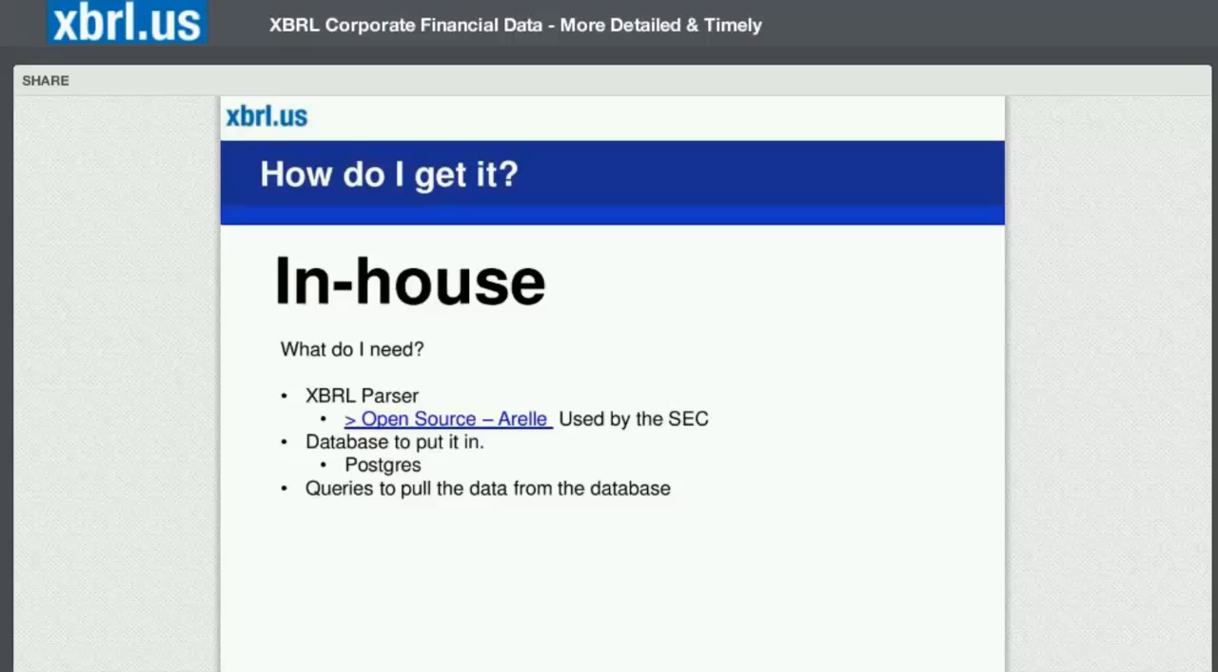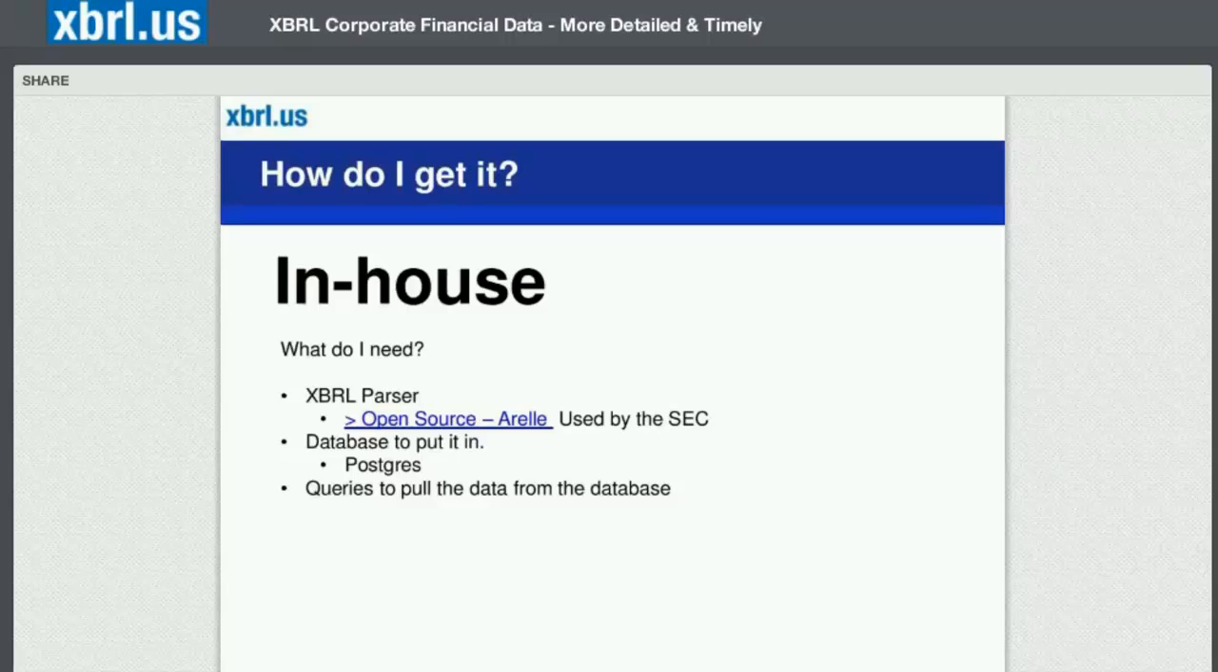The first one is an XBRL parser. All it is is a piece of software that can go and read these XBRL filings on the SEC website, pull that data and put it into a database, and then you can just query the data. Then you need a database to put it in, for example Postgres, which is an open source database, or Microsoft SQL Server, or Oracle, or MySQL. A number of different database programs are available.